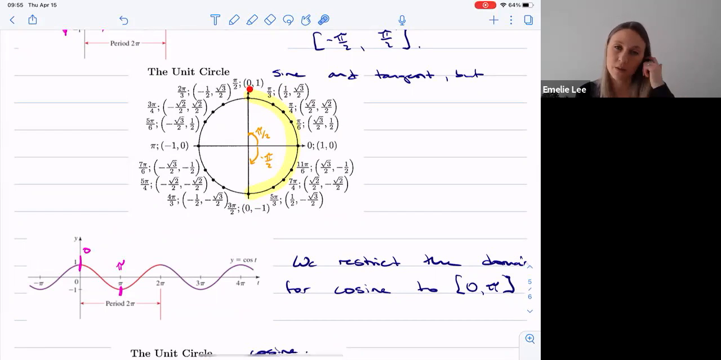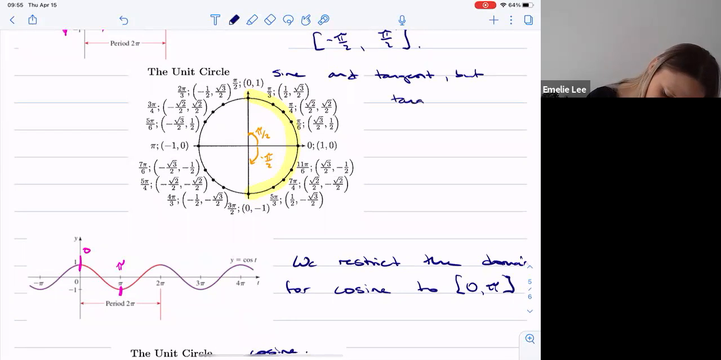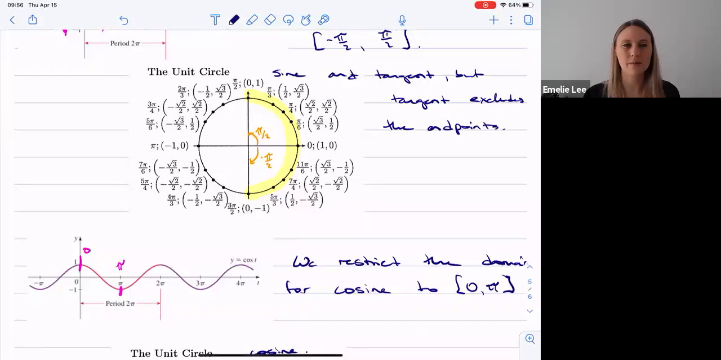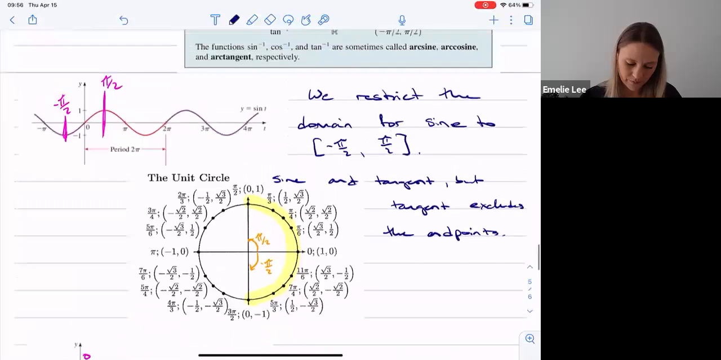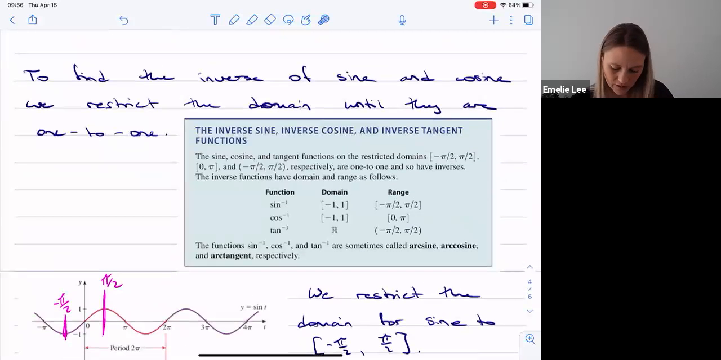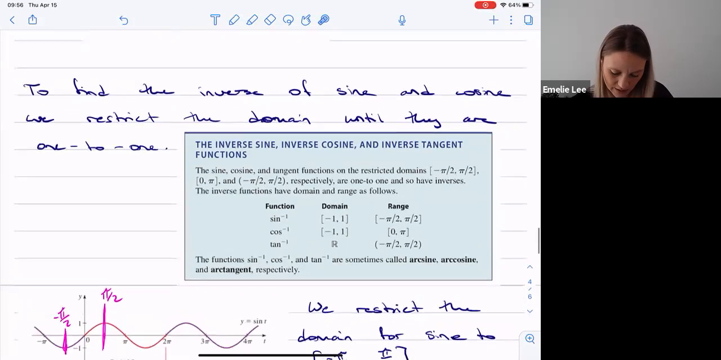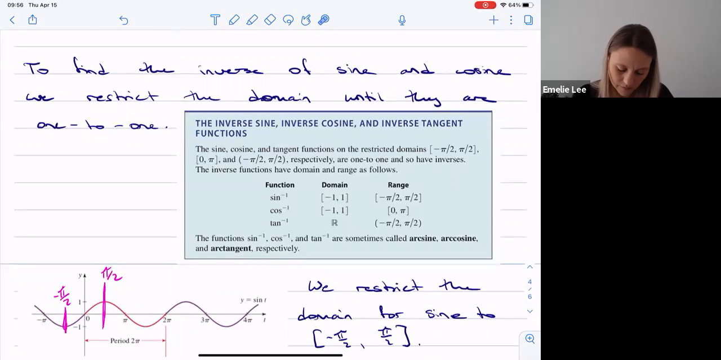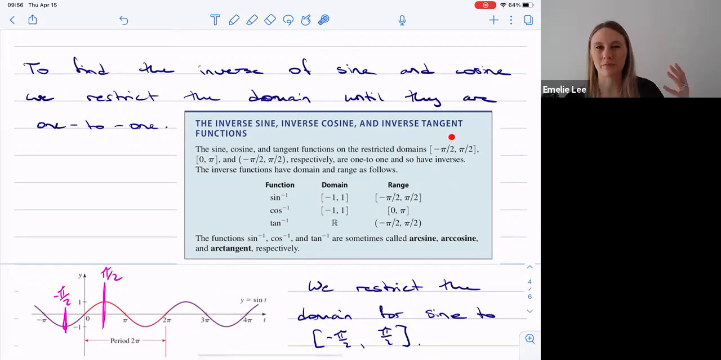Here the cosine is 0, right? And so we can't divide by 0, but tangent excludes the endpoints. Okay, so let's talk about this little guy here. And so we restrict the domain, fine.